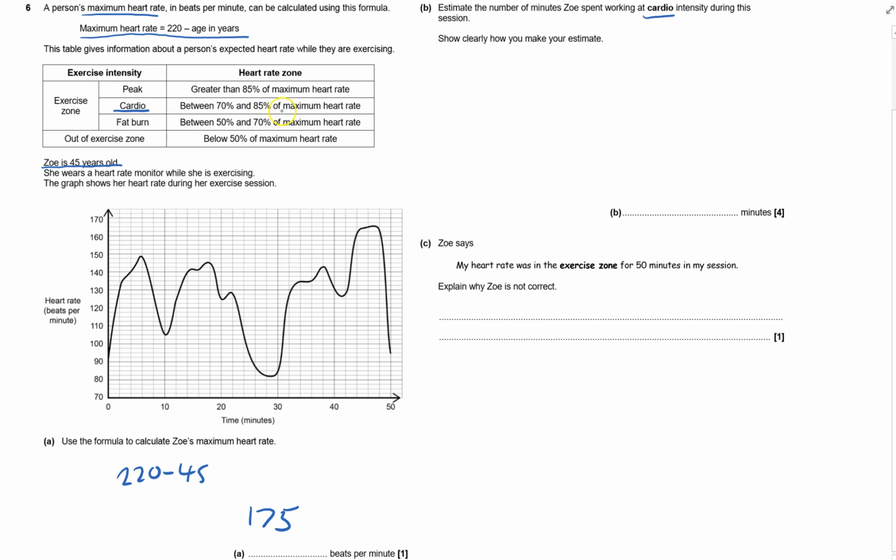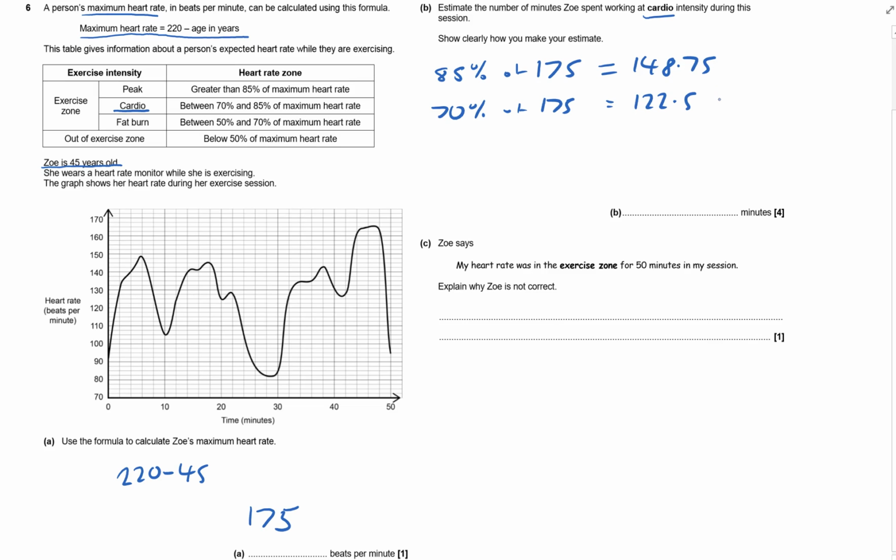Between 75 and 85%. So I need to do those. I'm going to do the top one first. 85% of her maximum heart rate, which I just worked out is 175. However you want to do that, I'll do 0.85 times 175. That's 148.75, and then we've got to work out the 70% of 175, and that's 122.5.